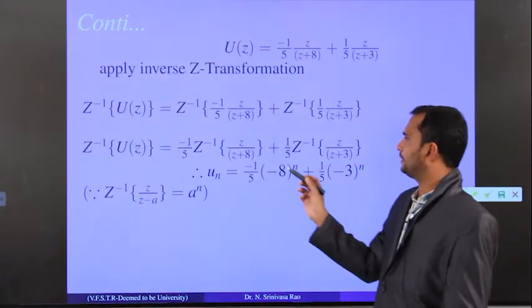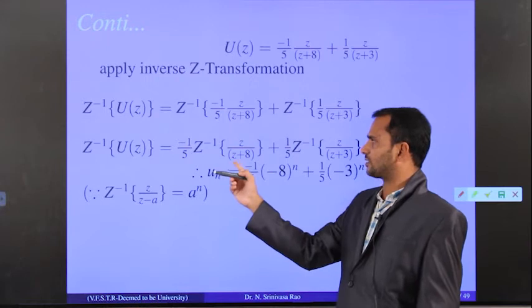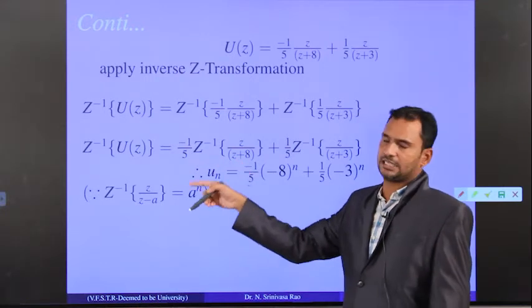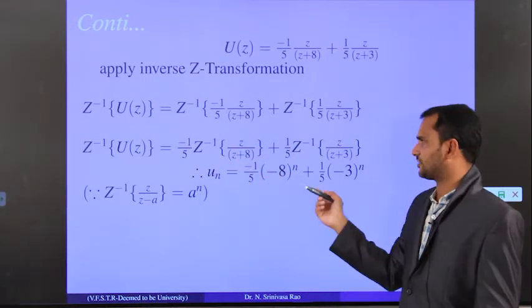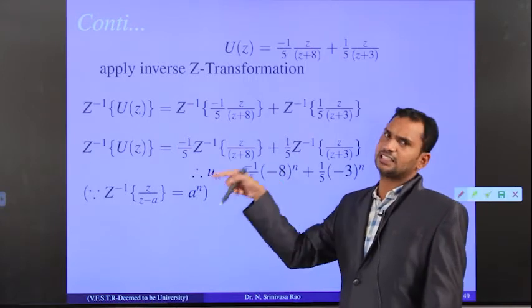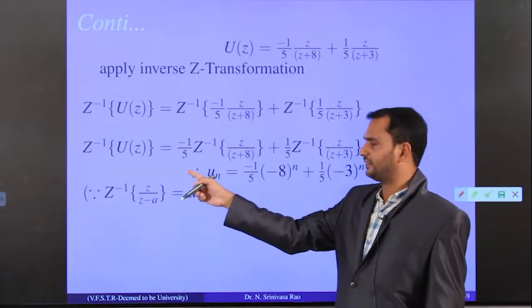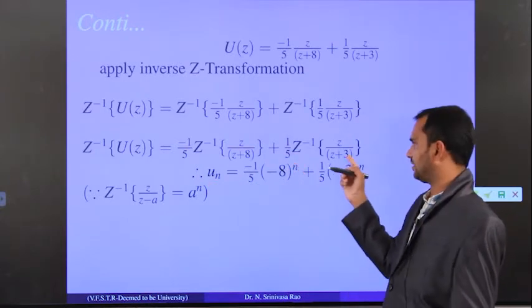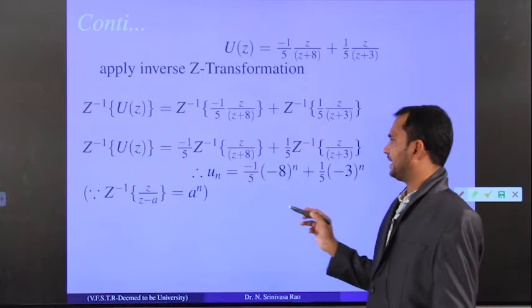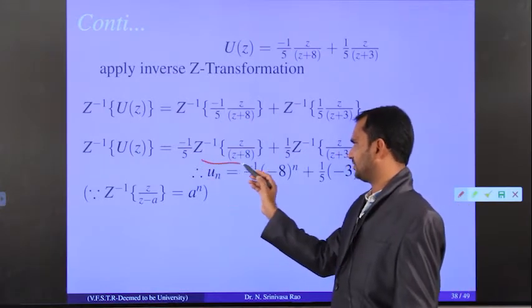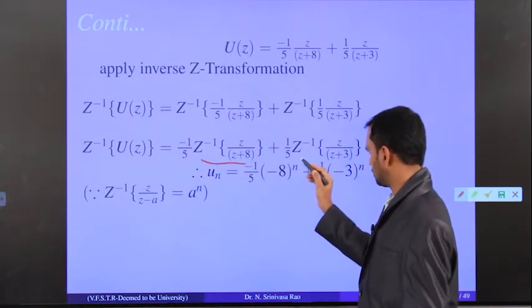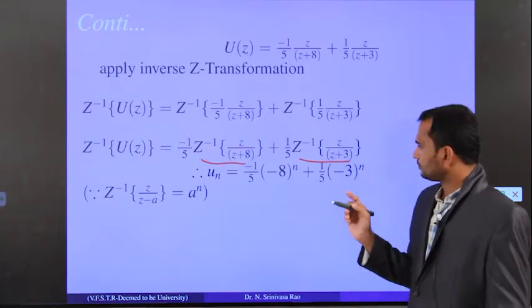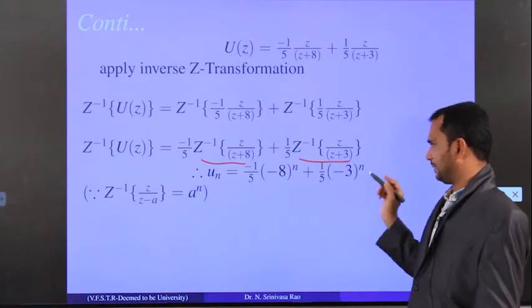Since minus 1 by 5 is a constant, you can take it out of the z transformation as well as of the inverse z transform, if it is any constant. Similarly here also 1 by 5 is a constant, we can take it out. Now the question is how to find z inverse of z by z plus 8, and here also z inverse of z by z plus 3.